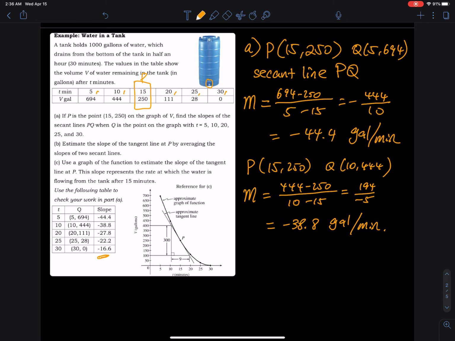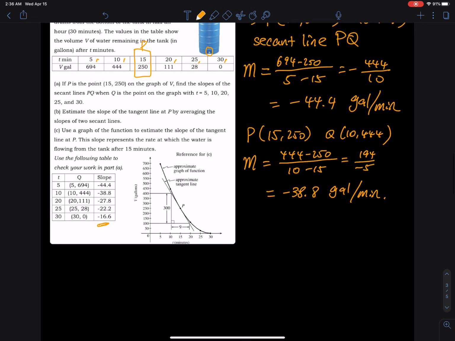And then we keep going. So this is negative. What does that mean? Negative means the water tank is losing water. Okay, negative 38.8. So between these 2 points, point P and point Q, the tank is losing water at 38.8 gallons per minute. And then the next point, we have (15, 250), and then the other point is (20, 111). So that is my point Q.